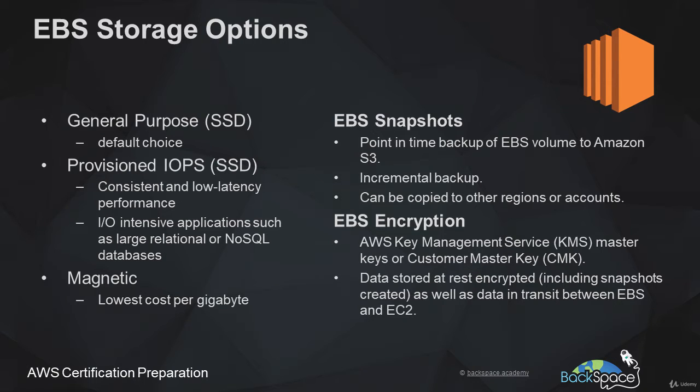So the types of EBS storage options that are available. We have general purpose solid state drives, which is the default choice for EBS. And then we have provisioned IOPS. They give a consistent and low latency performance, and you define what those provisioned IOPS are. They're suitable for IO intensive applications such as large databases. And then the lowest cost is going to be your magnetic EBS storage, which gives you the lowest cost per gigabyte.